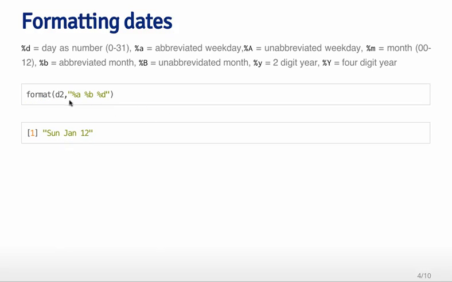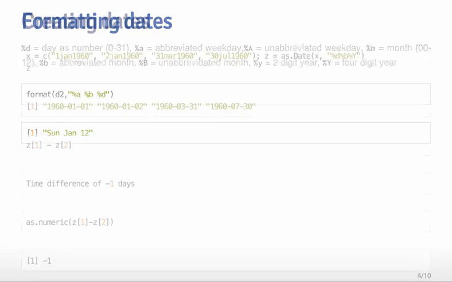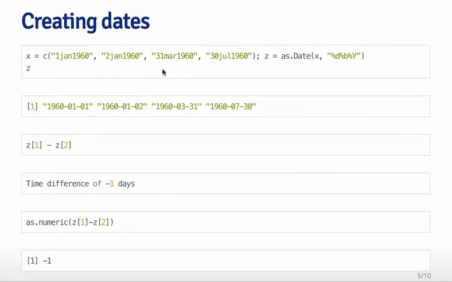You can use different characters within these quotes. And so, for example, you can get the day as a number. You can get lowercase %a is abbreviated weekday, capital %A is unabbreviated weekday, lowercase %m is month, 0 to 12, and so forth. So you can use all of this to get the dates into any format that is nice and visually appealing to you. You can also take character vectors like this.